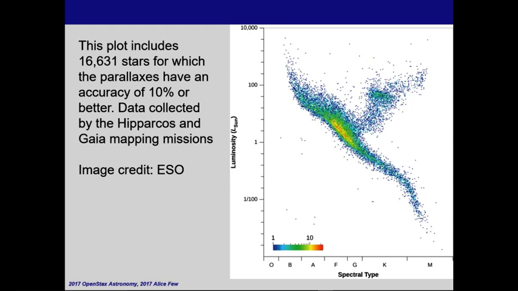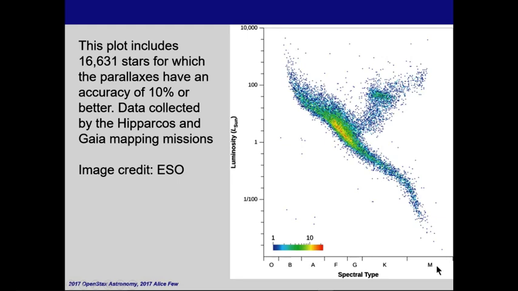So two space missions, because it's easier to do all of these measurements in space, because then you can receive more light from distant stars, were done by the Hipparcos and the Gaia mapping missions. And so the points that you see here are groups of stars and the numbers of stars. So the redder the dots, the more stars there are in that cluster. So these don't represent individual stars, they represent groups of stars.